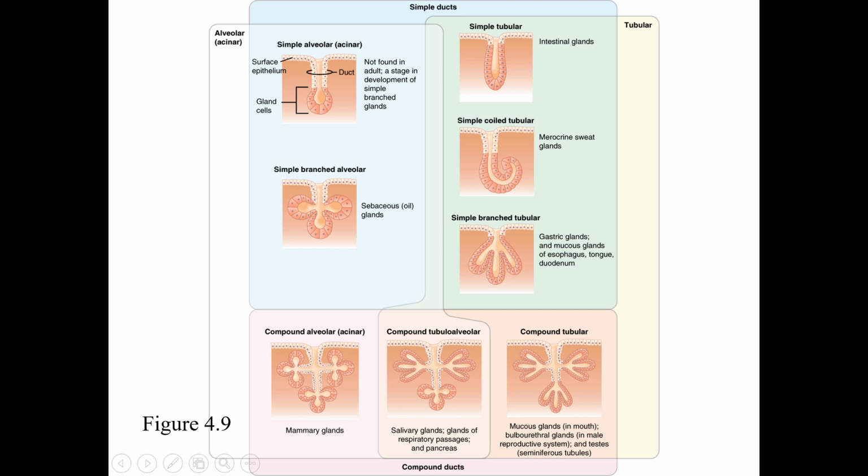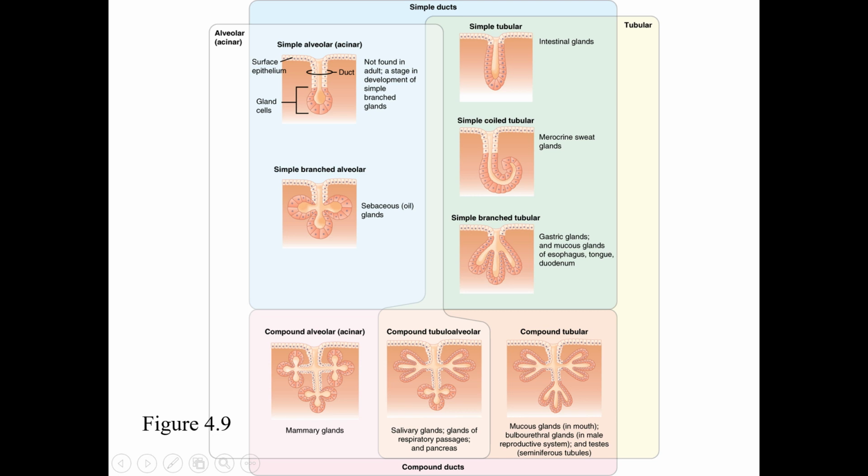Next thing we are paying attention to is the shape of their gland cells. If the shape is round, we call them alveolar glands. So this would be one duct, round, simple alveolar. This one, the secretory part, is branched. So simple, one duct, branched, alveolar.